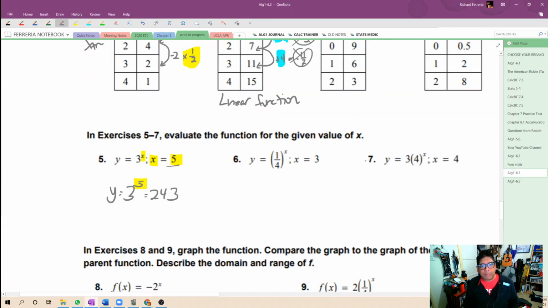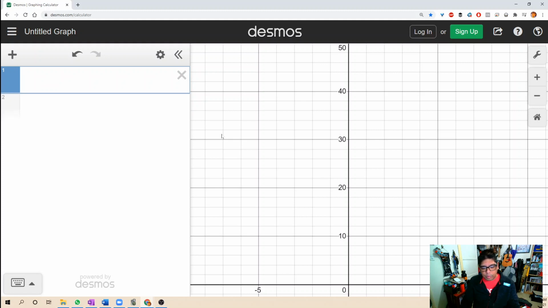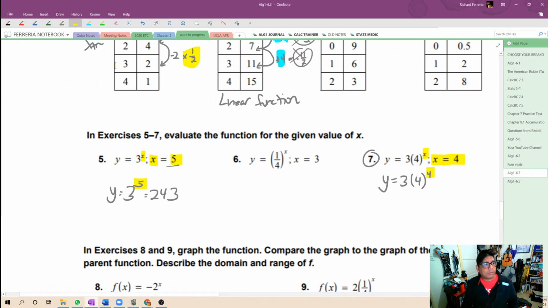Let's do number 7. You've got x is 4, and you have 3 multiplied by 4 to the x power. So y equals 3 parenthesis 4 to the 4th power because of x. Grab your calculator. So 3, 4 to the 4th power, that's 768.